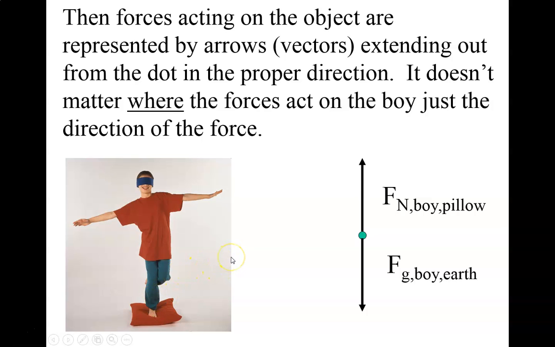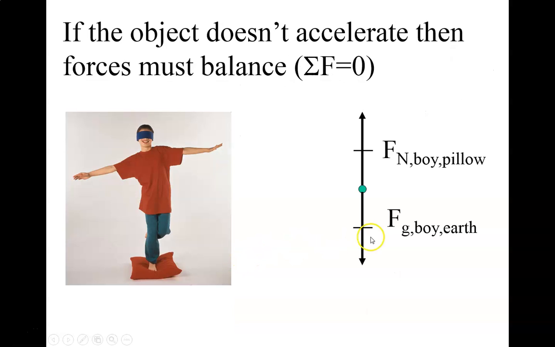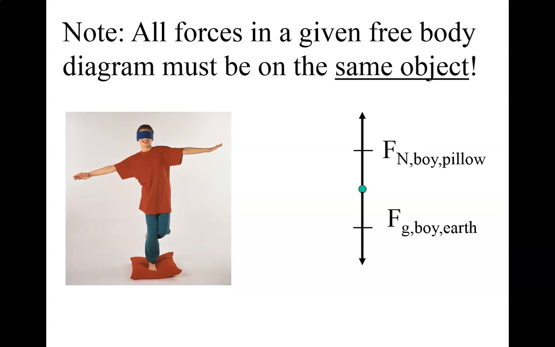And to show that those are equal, what do we use? We use hash marks. Again, there's a force of gravity on the boy by the Earth, and there's a normal force on the boy by the pillow. Now, if he's balanced, if he's stationary, then all the forces have to cancel out. Right now my forces cancel, so I'm good. That's how I knew to put the hash marks, because he was stationary.